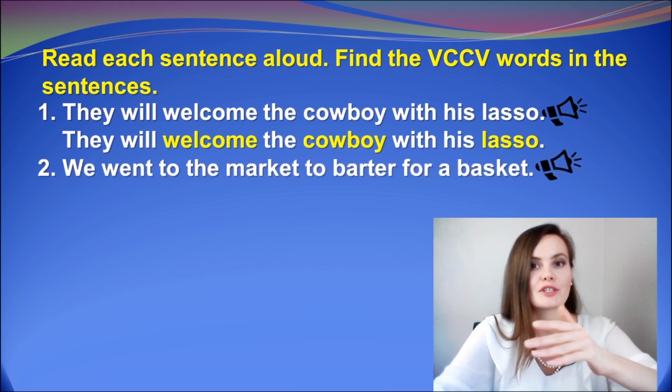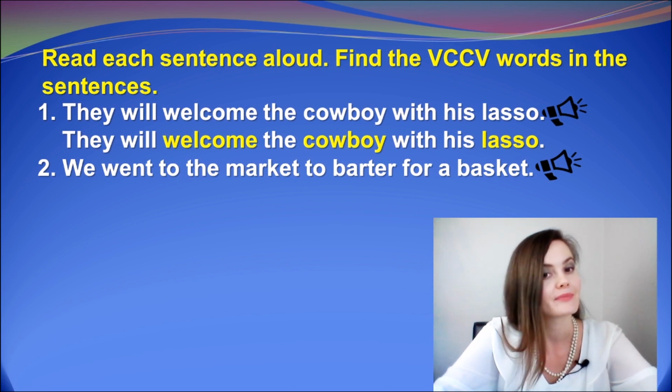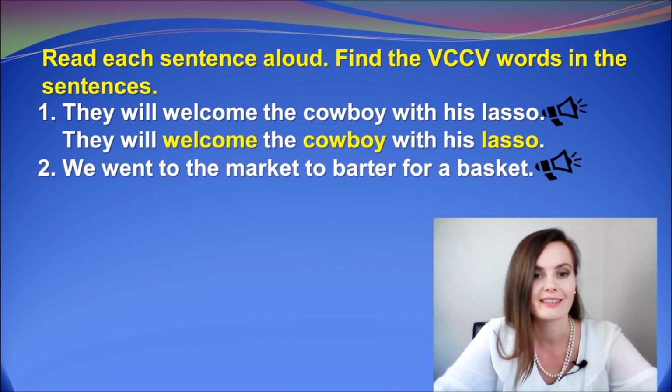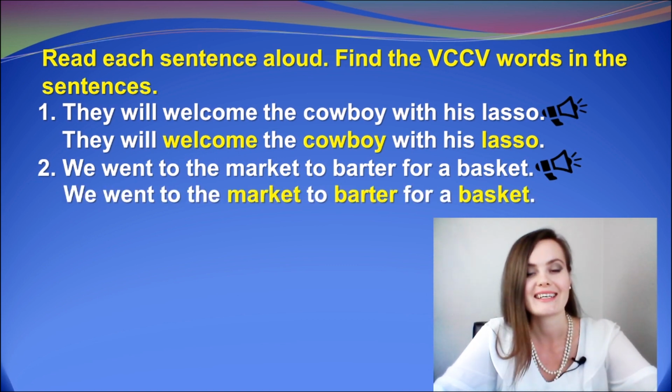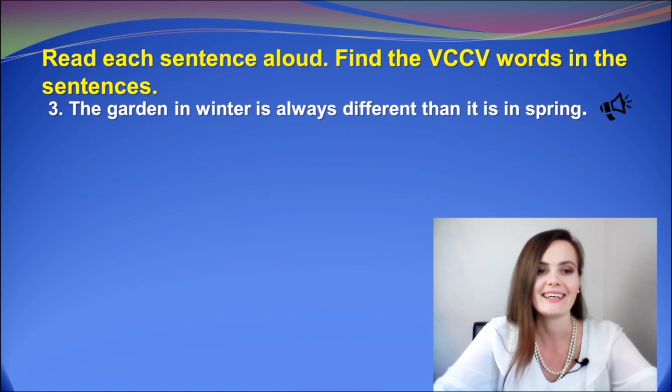Next sentence. You read it. We went to the market to barter for a basket. Let's find the VCCV words in it. You are right. It's market, barter, and basket.